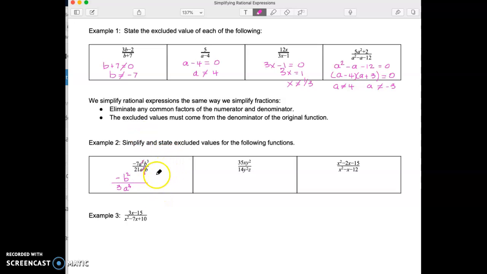If you needed to write some of those things out, you can write that in expanded form and then cancel. Or you can remember your exponent rules, that you subtract the exponents when you divide. So from our original function, we had a b in the denominator, but in our simplified expression, we don't. But we would still have to make sure that we list that excluded value for our simplified expression. So if I graphed these two expressions, they would look the same.